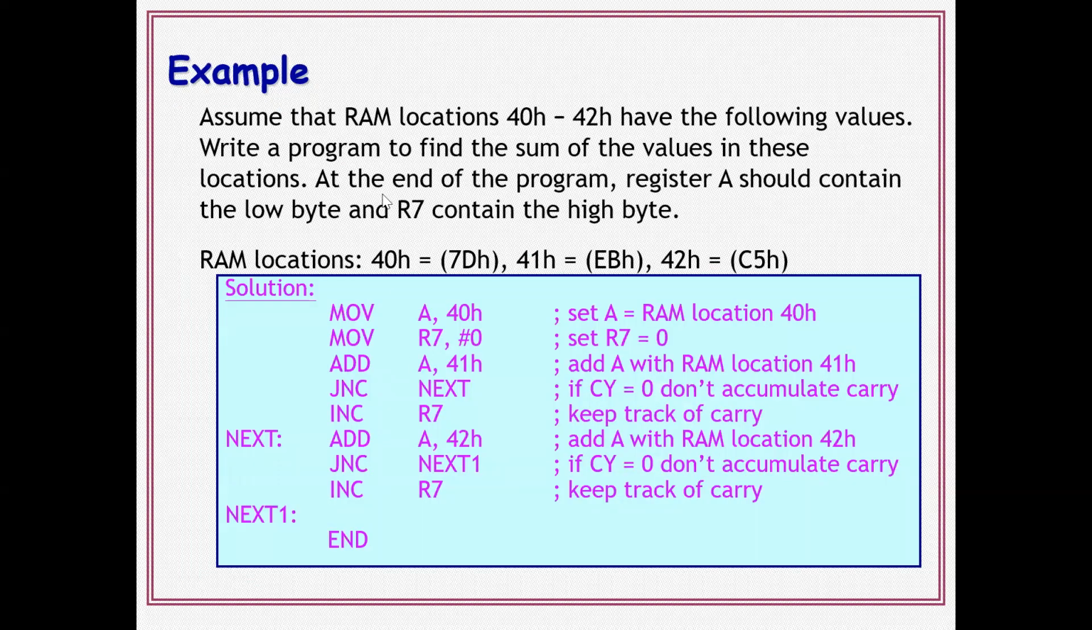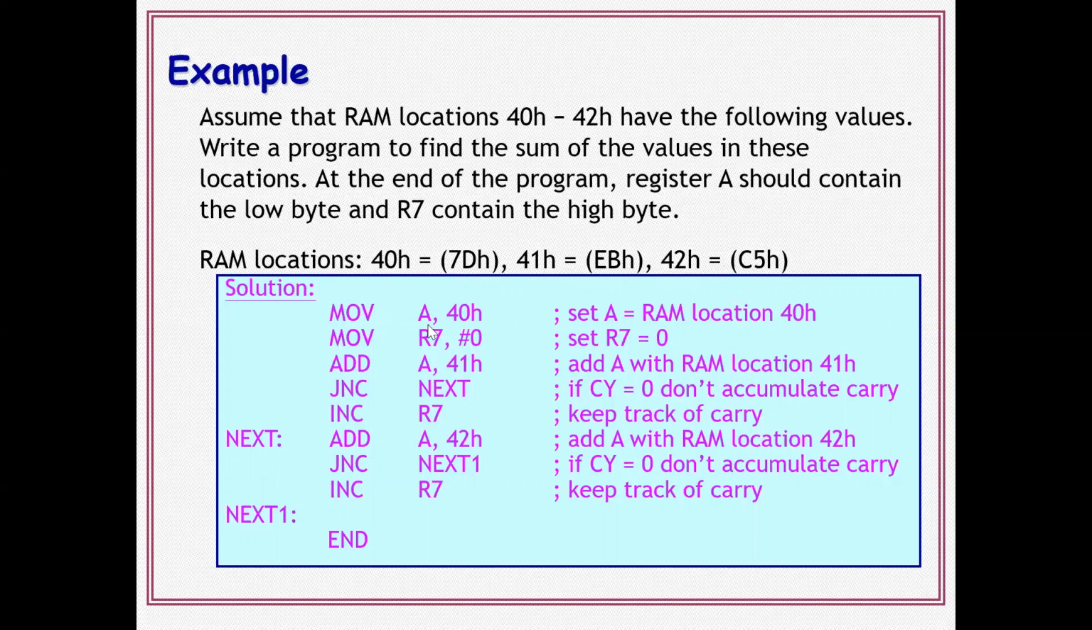So here, one more example. Assume that RAM locations 40H to 42H have the following values. Write a program to find the sum of the values in these locations. At the end of the program, register A should contain the lower byte and R7 contains the higher byte. So the assumption is RAM location 40H contains 7DH, 41H is occupied with EBH, and 42H with C5H.